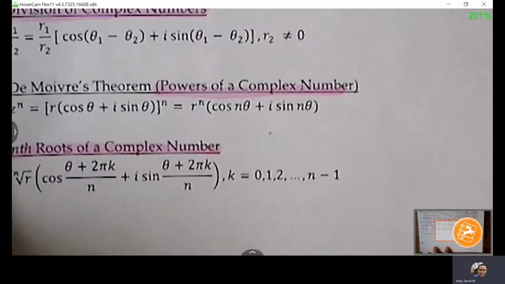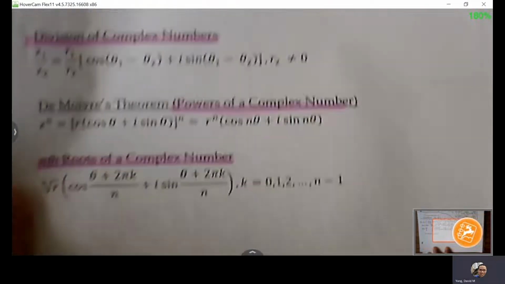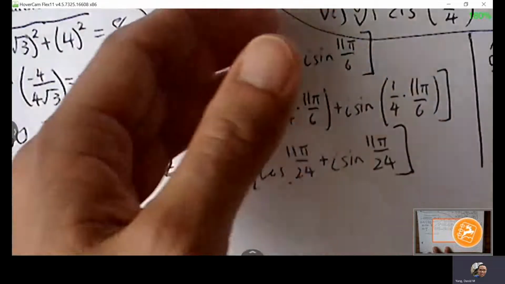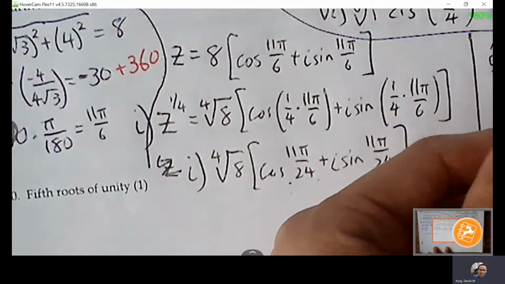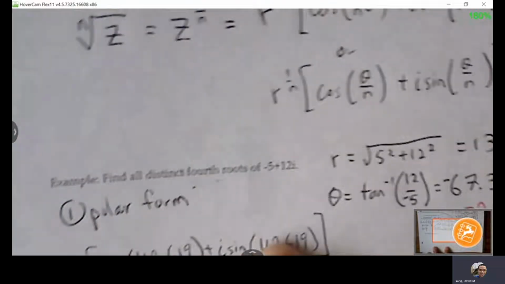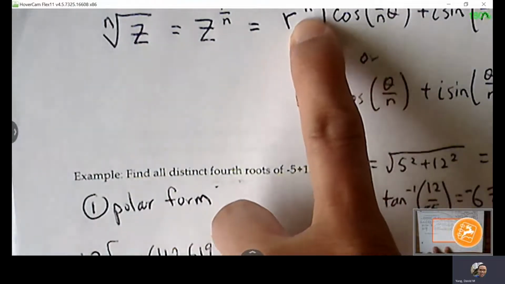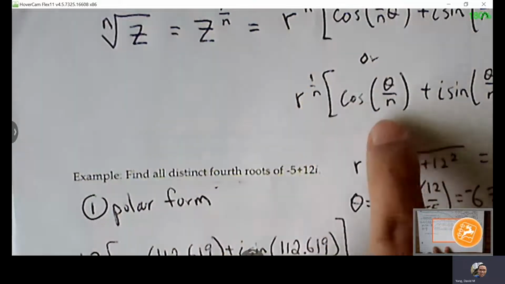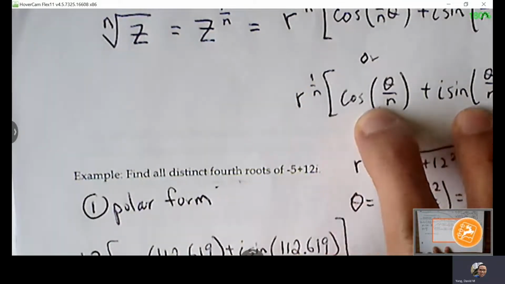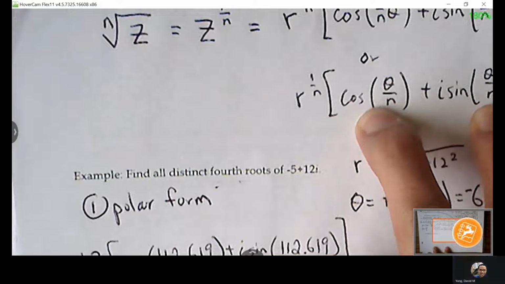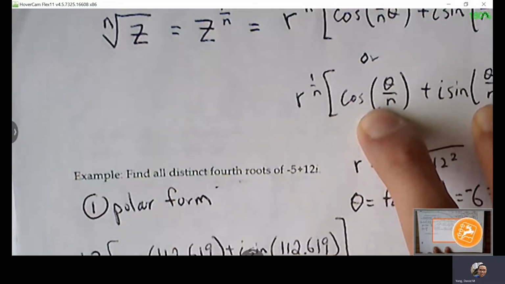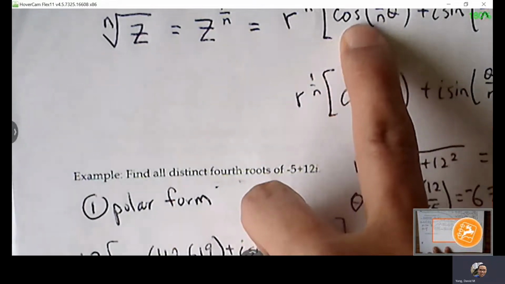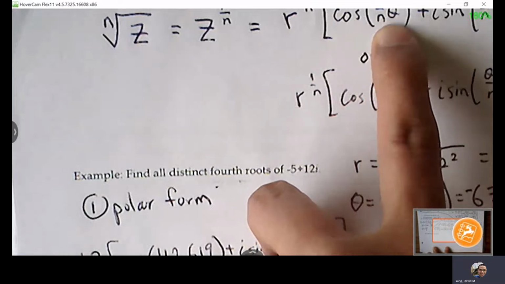Okay, it's this one on page 25. It's this formula. You raise the radius to that root, but then you divide by that n value. So because it's a fraction, I did 1 over 4 times theta.